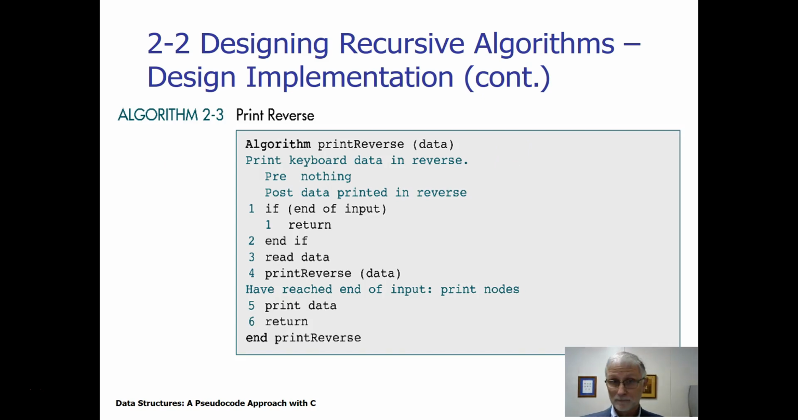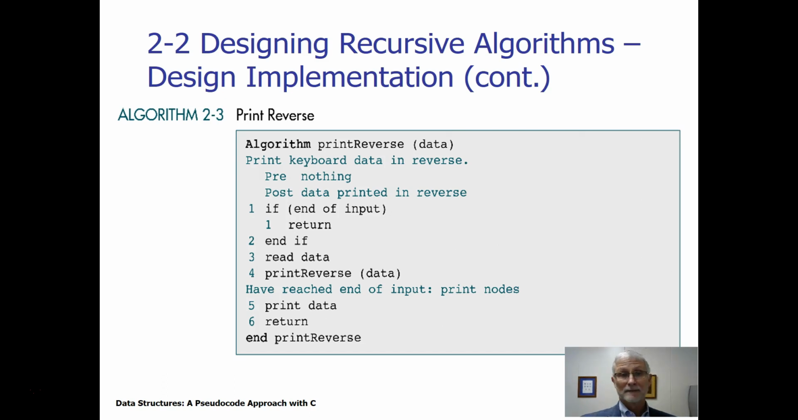So I've got an algorithm title, description, and it is being passed data, in this case, whatever I type at the keyboard, and I'm going to print what I type in reverse order. There is no precondition, and the postcondition is I'm printing all the data entered in reverse order. So I start out with looking at, if I'm at the end of the input, just return.